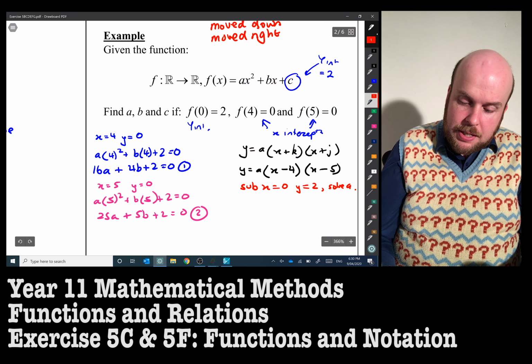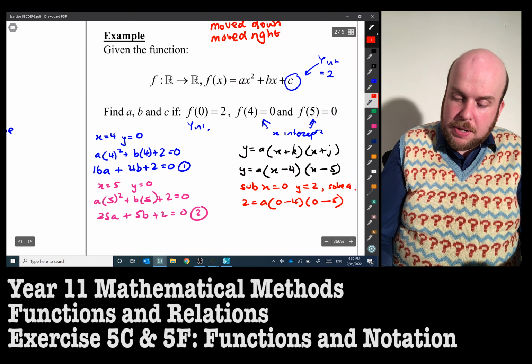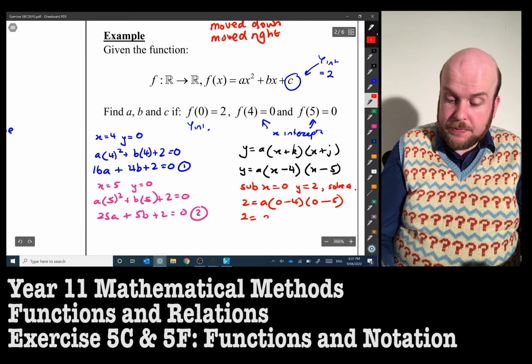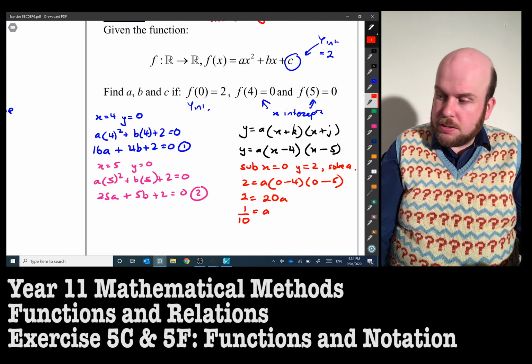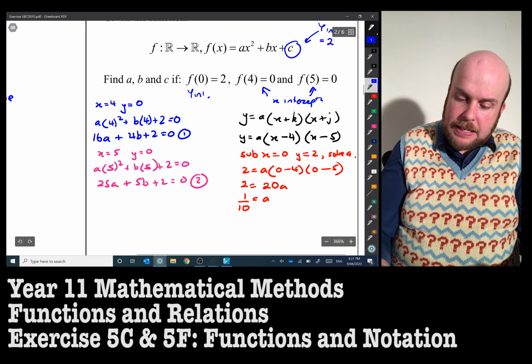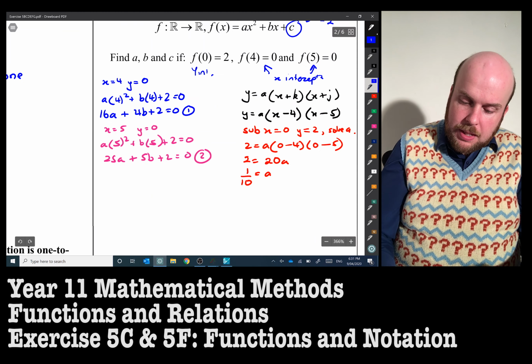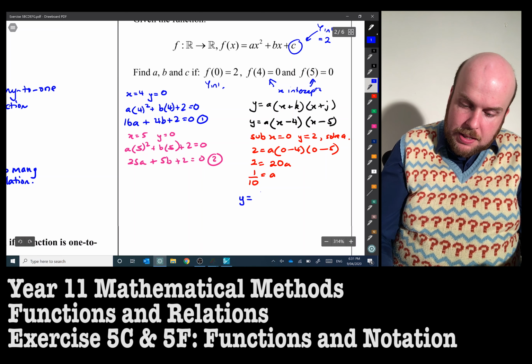And so that's going to be 2 equals a, brackets 0 minus 4, 0 minus 5. So 2 is equal to 20a. a is equal to 1/10, because 2 divided by 20 is 2/20, which would be 1/10. So then all I need to do is expand those brackets because we want to find a, b, and c. So we'll have y is equal to 1/10 times x minus 4, x minus 5.